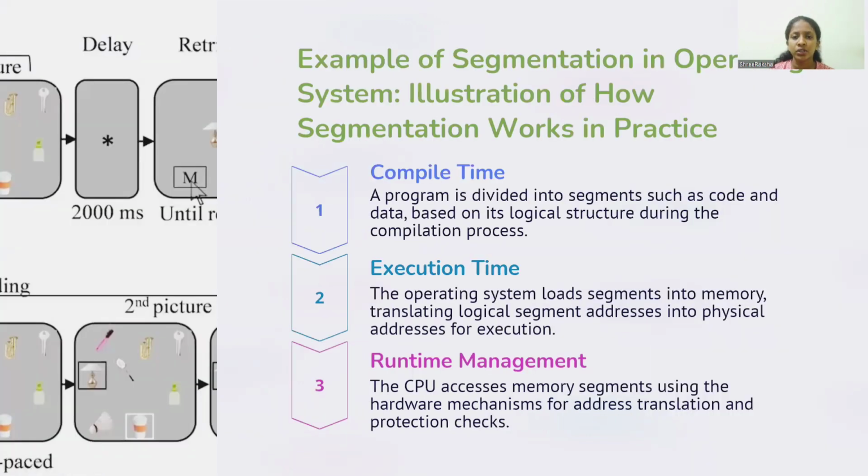Example of segmentation in operating system. It involves compile time, execution time, and runtime management. Compile time: a program is divided into segments such as code and data based on its logical structure during the compilation process. Execution time: the operating system loads segments into memory and maps addresses into physical addresses for execution. Runtime management: the CPU accesses memory segments using a hardware mechanism for address translation and protection checks.